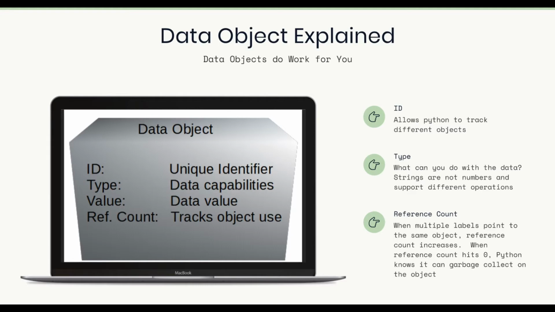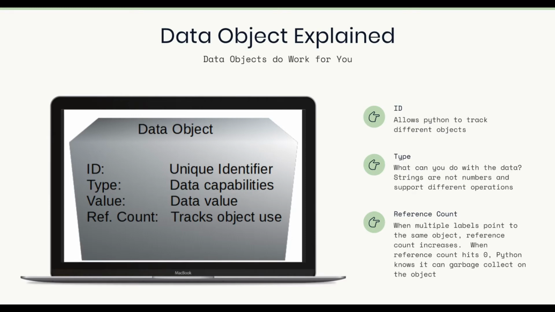The ID allows Python to track different objects. When Python creates a data object, it gives it a unique ID so that it can keep track of that object and differentiate it between other objects with different IDs. The type. What can you do with the data? Strings are not numbers and support different operations. 5 plus 5 equals 10. Hello plus world equals hello world.